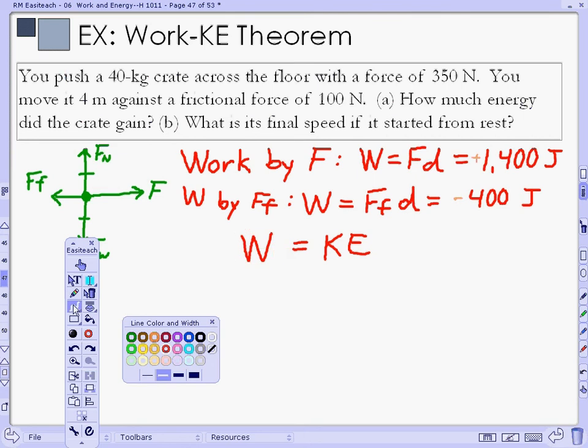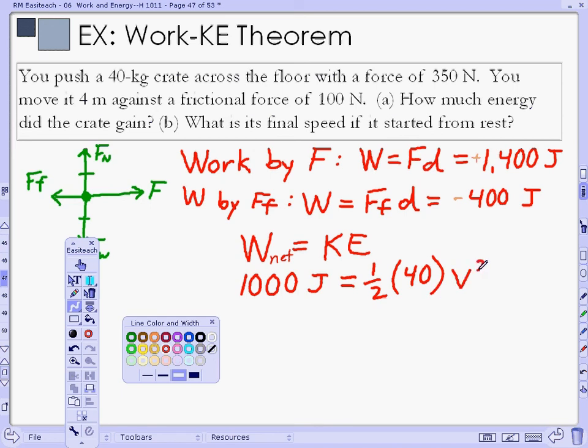Now, I hesitate to even write net force in there because that confuses people. They think that that's something new or something tricky. It's not. It's just look at the real total work that was done. And if you stop and think about it, I think you'll agree that the total work that was really done is 1,000 joules. That's equal to the kinetic energy, which is 1/2 times the mass times the velocity squared. We are asked for the final speed. The final speed we solve for V.